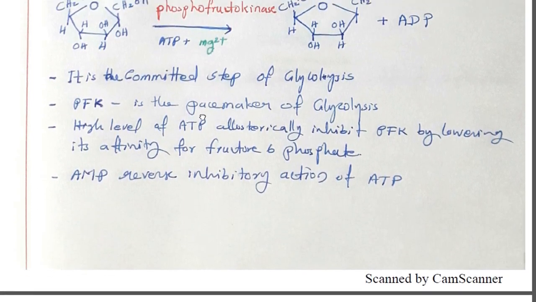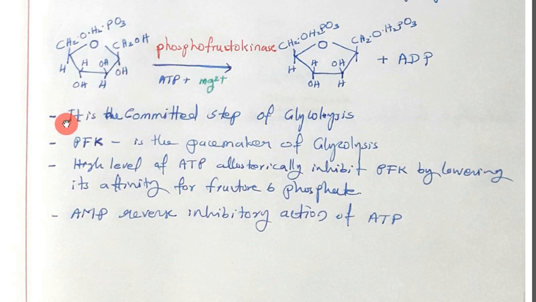This step of glycolysis is said to be the committed step of glycolysis because, as the arrow indicates, it is an irreversible reaction, and also the fructose 1,6-bisphosphate has no other fate other than glycolysis. Once the fructose 1,6-bisphosphate is formed, it has no way but to enter the glycolysis.